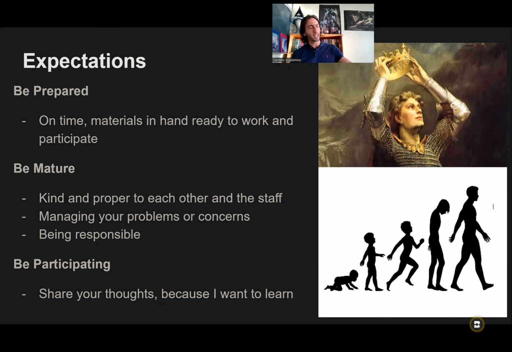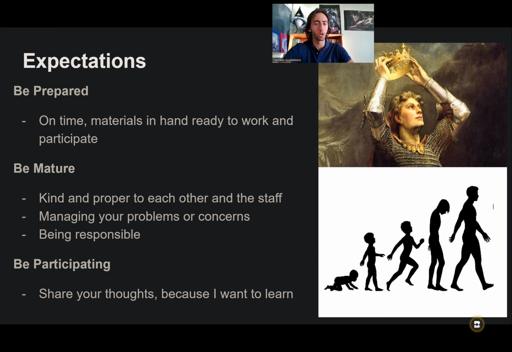Now, as for the classes, my general expectations are the same as you would expect in any class: be prepared, be mature, be participating, all this kind of stuff. Be prepared, be in class on time, have your materials. The only materials I have my students usually bring to class are a notebook, a spare sheet of paper, stuff to write on, things to record your notes in, as well as usually a folder to keep our materials in, and a writing utensil. That's it. That's all you really need for my classes.